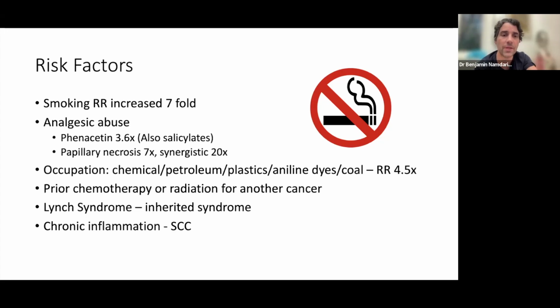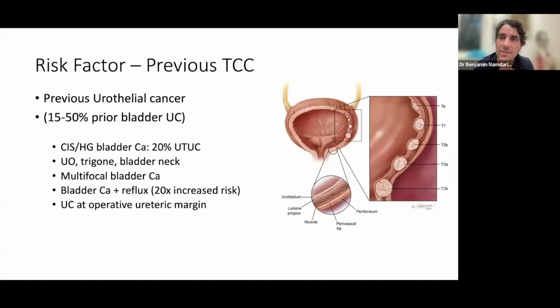Inflammation, as in the bladder, is a risk factor for squamous cell carcinomas, and it's the same in the kidney, where if you have lots of chronic infection, we can see this with recurrent stones or foreign bodies. But the biggest risk factor for upper tract cancer is prior bladder cancer, because clearly a process is occurring where urothelial cancer is generated. The incidence is up to 50% for those people with prior bladder cancers. And there are elements of their previous bladder cancer which might predispose them higher. If it's closer to the ureteric orifice, if it's multifocal, or if someone has reflux with bladder cancer, these are circumstances where it can predispose to it being in the upper tract.